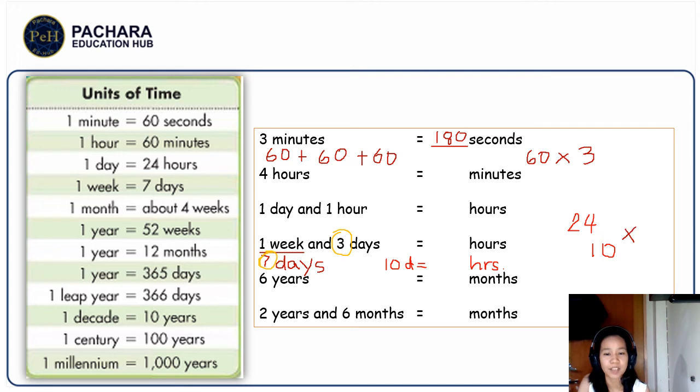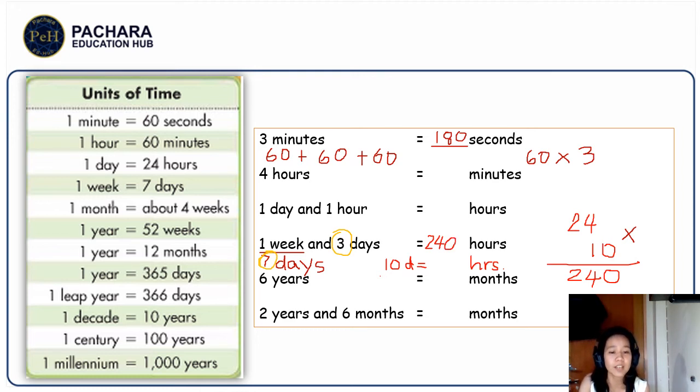Drop the 0 here. 1 times 4, 1 times 2. And since this ends with 0, then you just need to use your mind. 24 times 10, 240, right? Because this is 1, so 1 times 24 is 24. How many 0s? 1. So 240 hours.